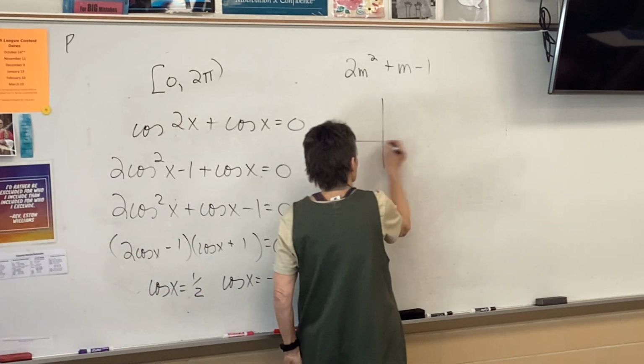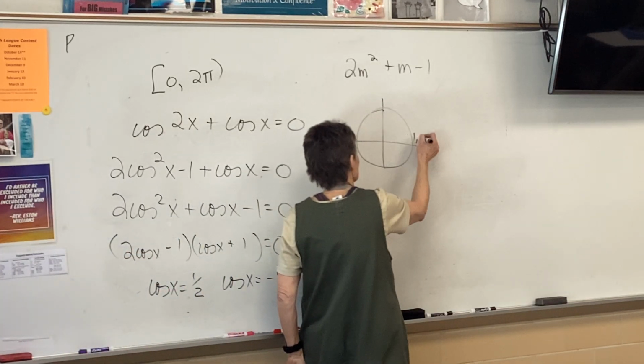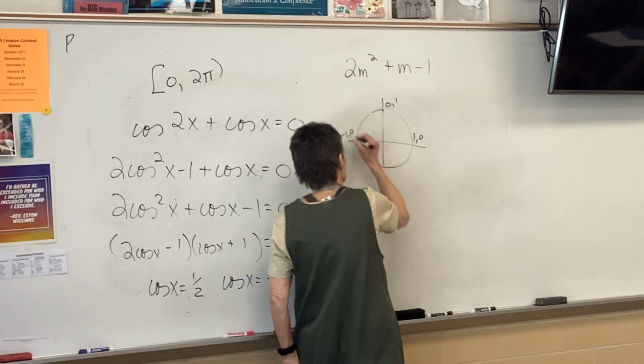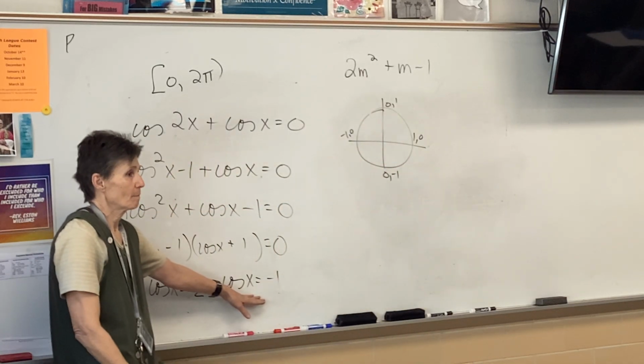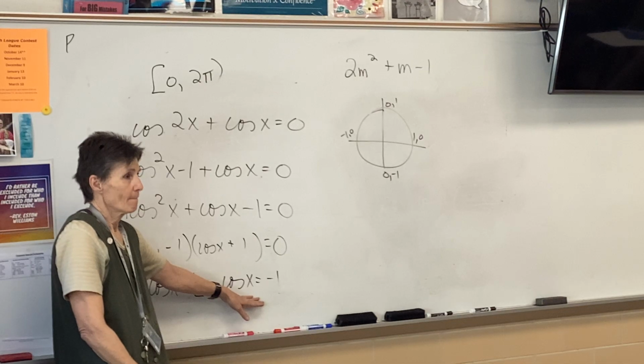I keep erasing my circle, and I should leave it up here. How is that? What's the matter?